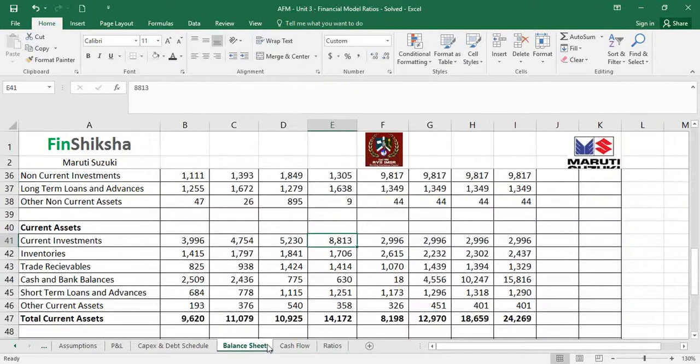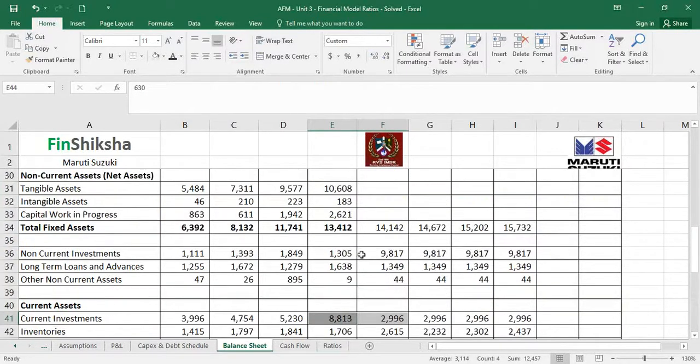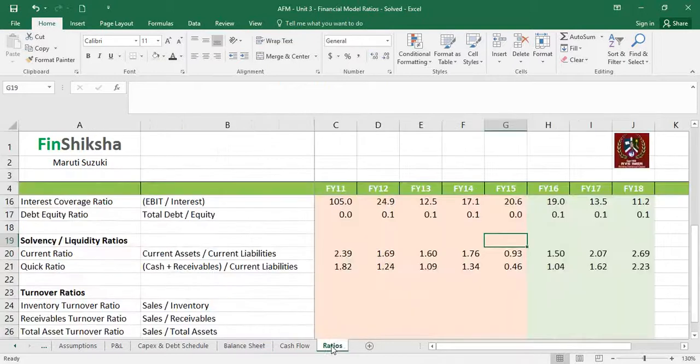Now, when you try and answer this why, you see current investments go down, you see cash goes down, but you don't see fixed assets going up. You, on the contrary, see non-current investments going up from 1300 to 9817. Now, you may want to find out what was this non-current investment that happened, right?